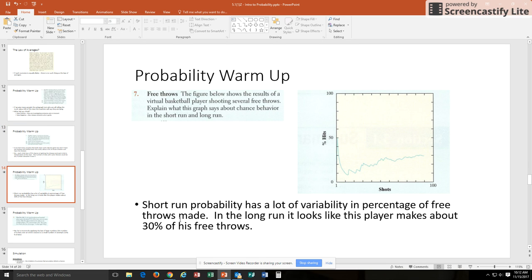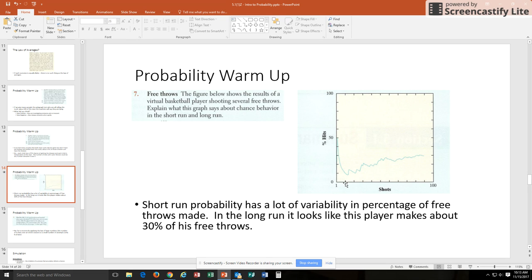Okay, let's look here. Free throws. The figure below shows the results of a virtual basketball player shooting several free throws. Explain what this graph says about the chance behavior in the short run and in the long run. So the short run, I've got a lot of variability. Here are my shots going across the bottom, from 1 to 100.